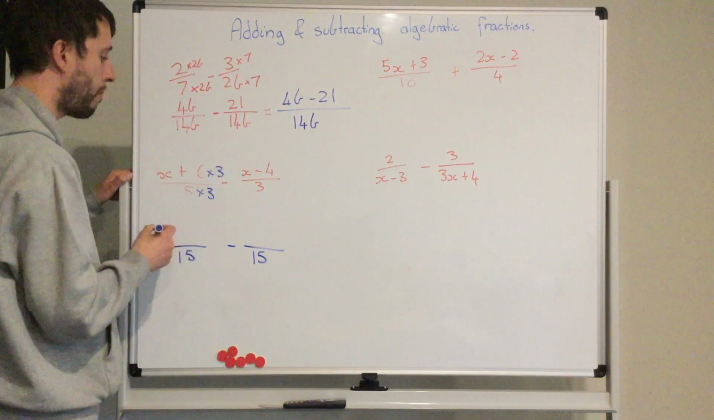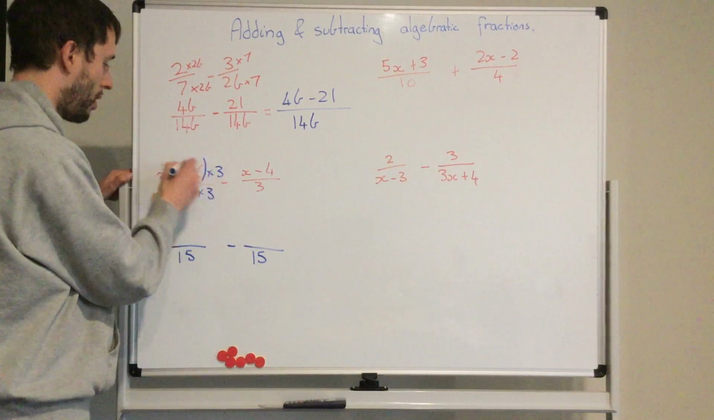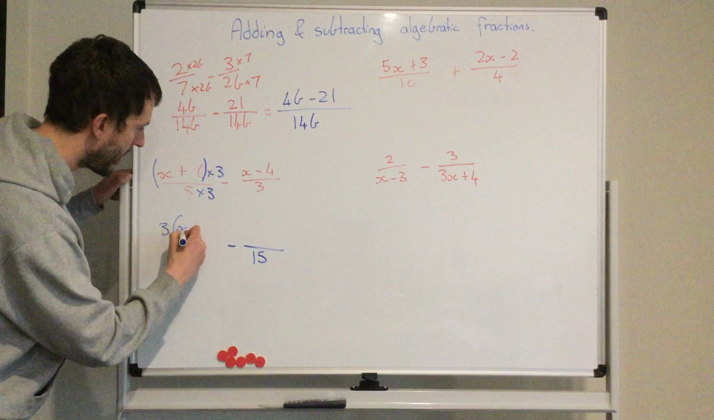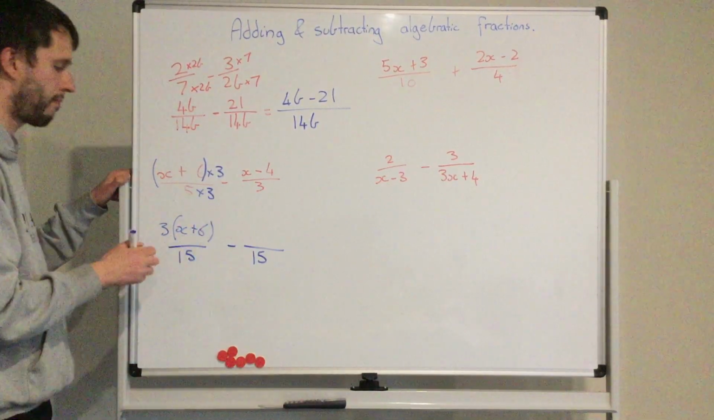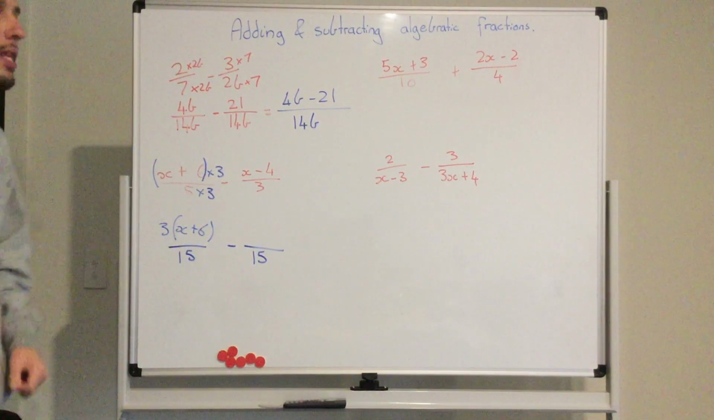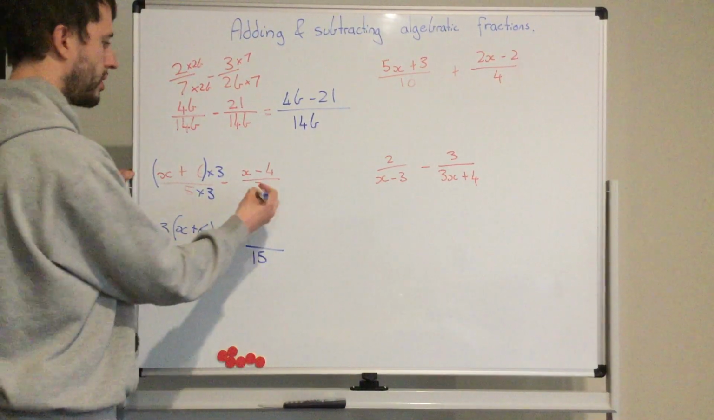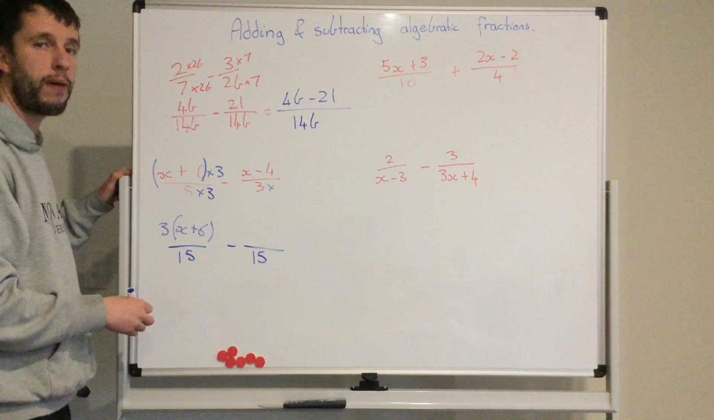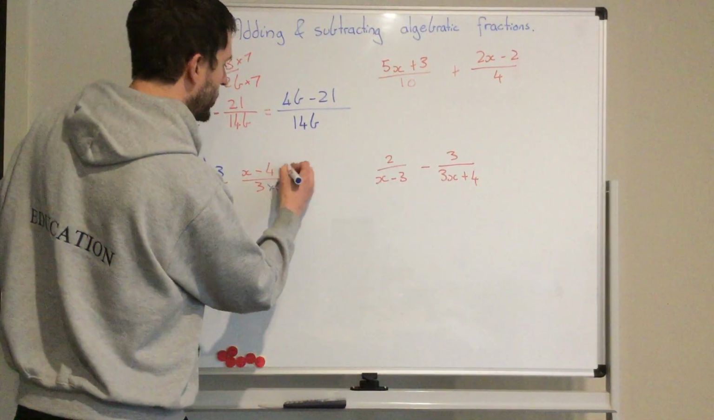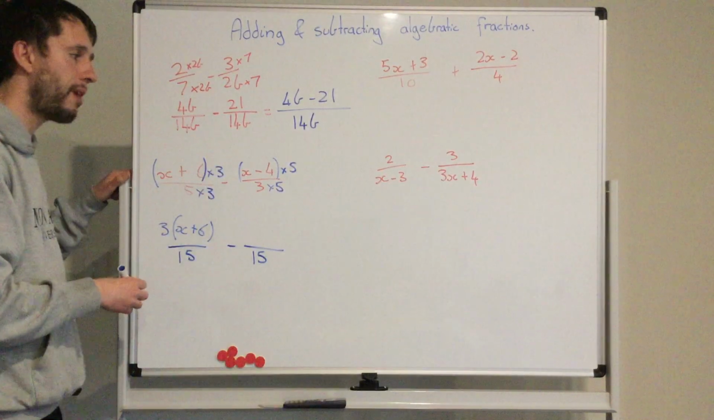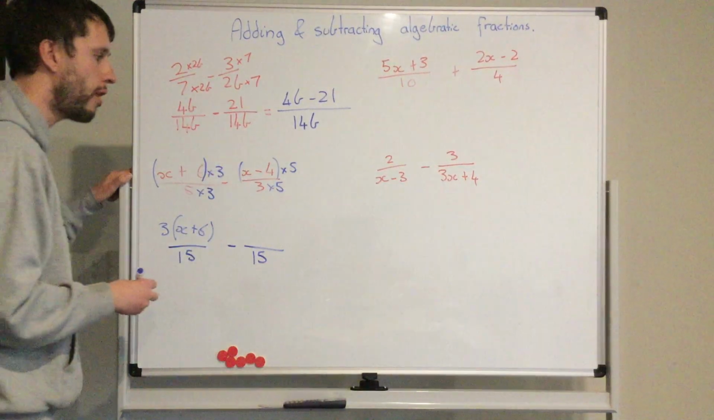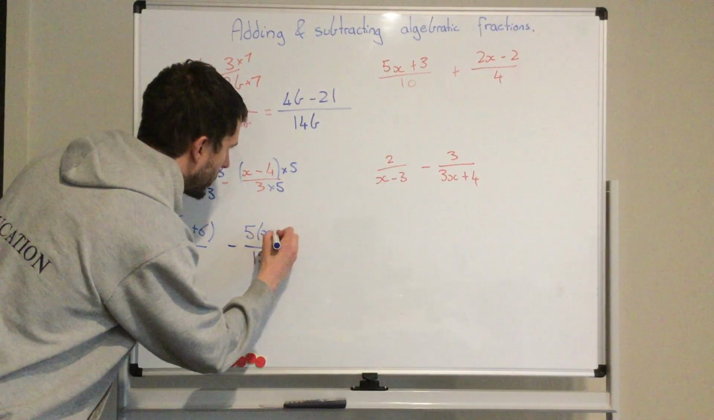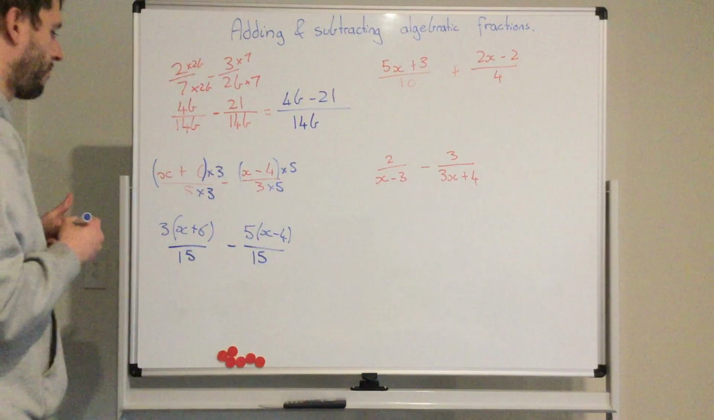So I times the top by 3. Just remember, the top has got brackets. So it'll be 3 in brackets, x plus 6. The 3 is being times by everything in that bracket. On this side, what did I do to the 3 to get it to 15? I times it by 5, which means I times the top by 5 as well. Make sure you put the brackets over x take 4. And it becomes 5 x take 4 in brackets.